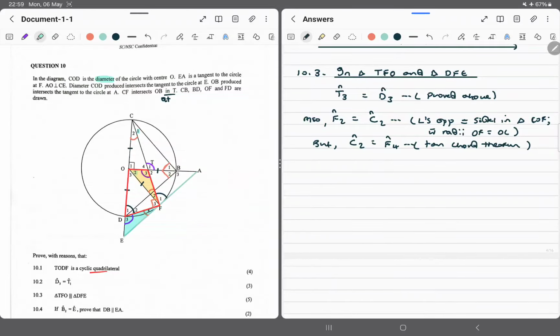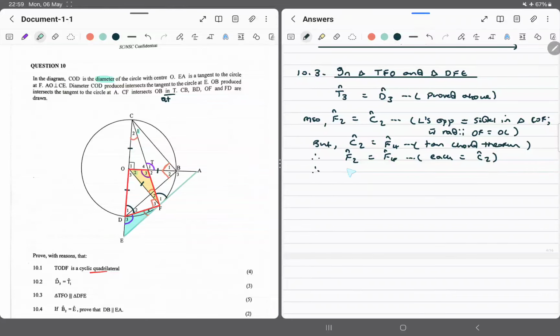Theorem. We can say, therefore, we are happy now to say F2 is equal to F4. Obviously here H is equal to C2. C2 was the link. And then we have proven two angles.